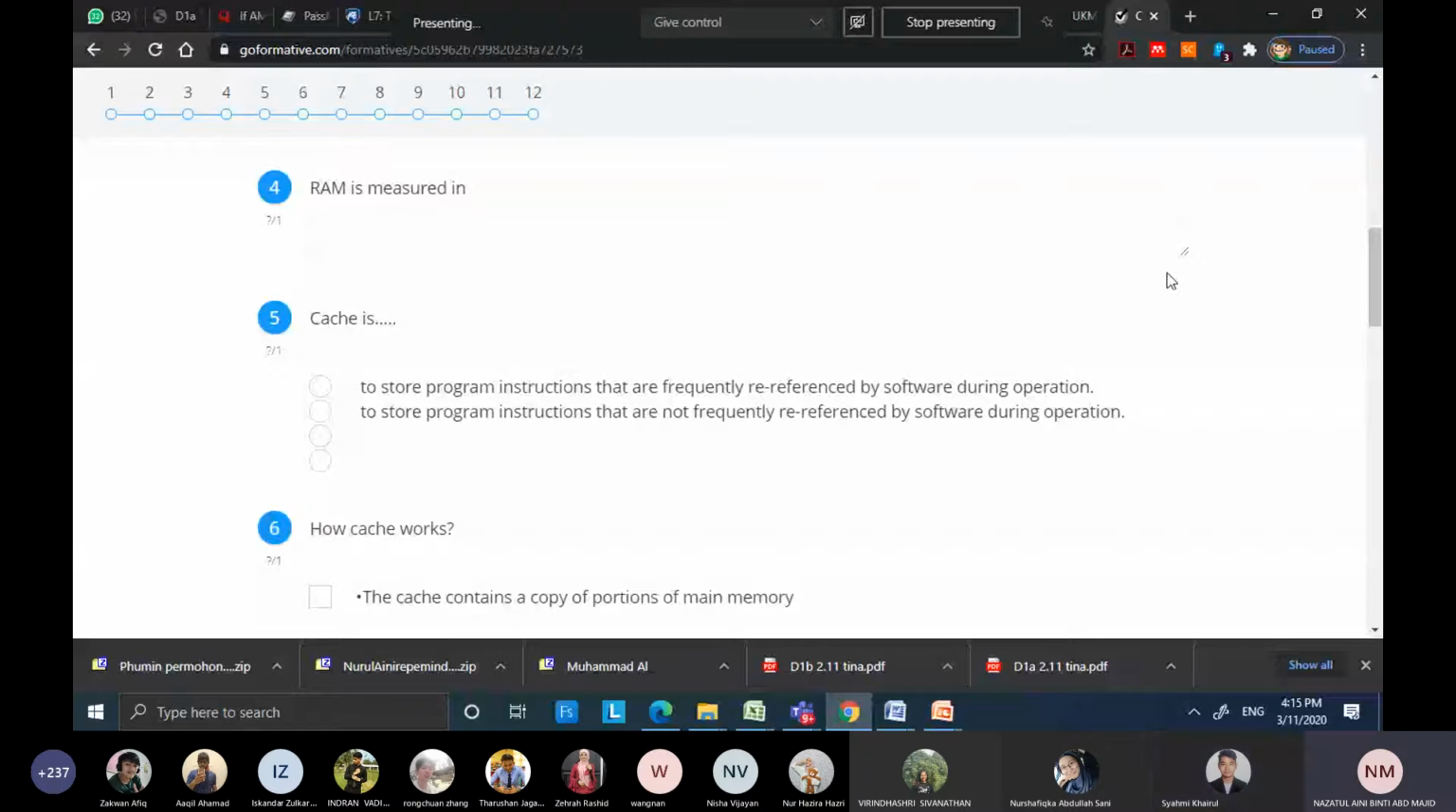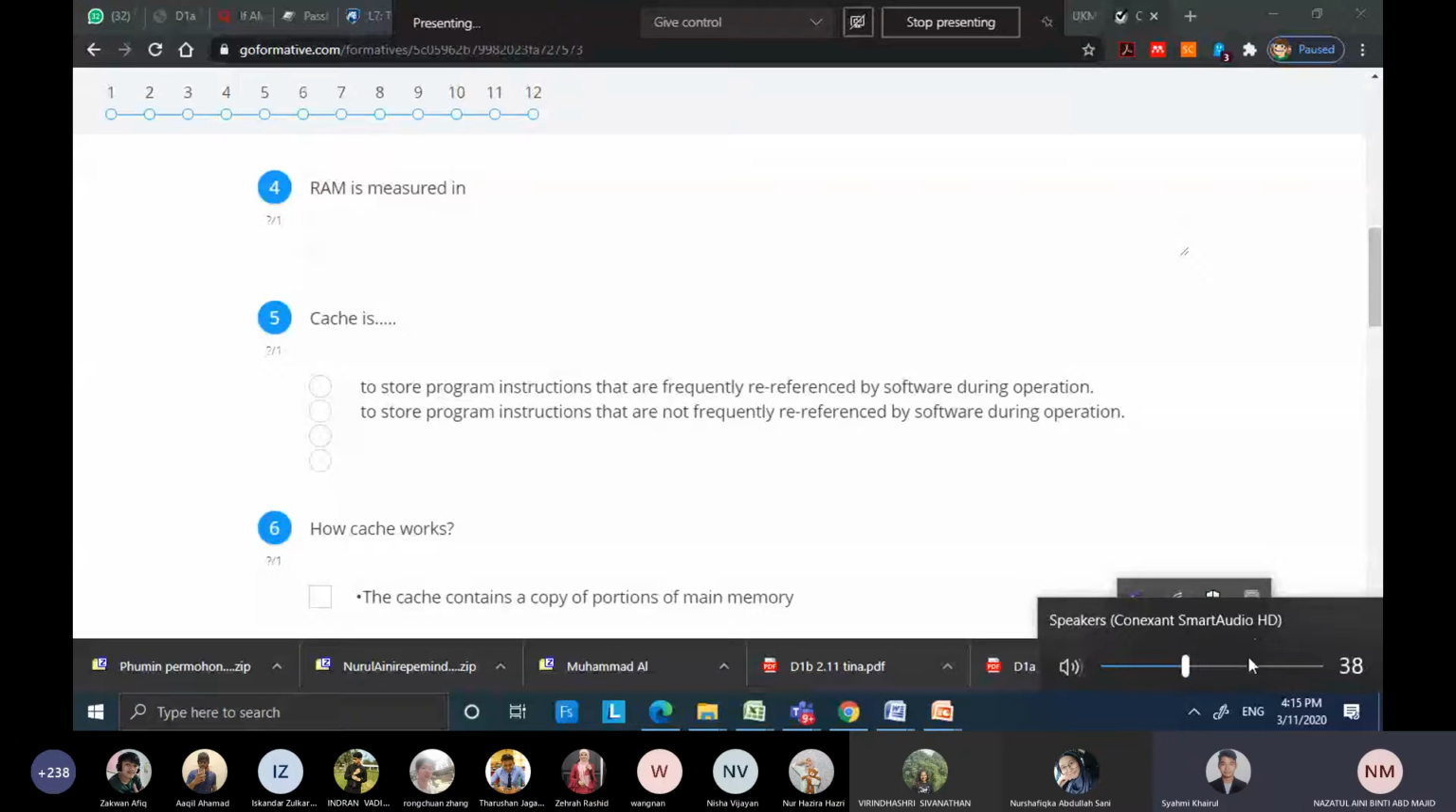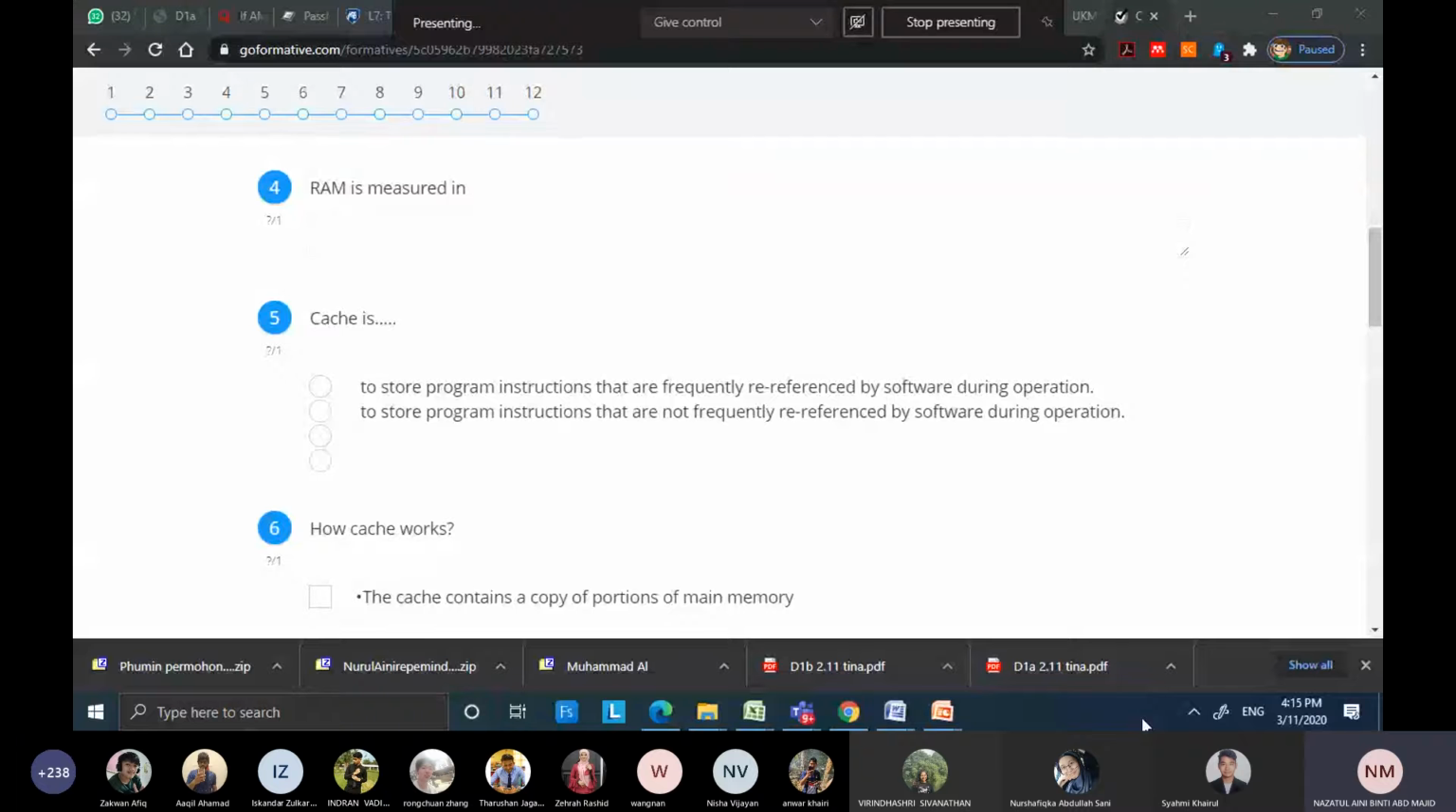Doctor, at the name section, should we add our matrix numbers or just our name? You can put both. Your matrix number, then a space, and then your name. It's better like that.